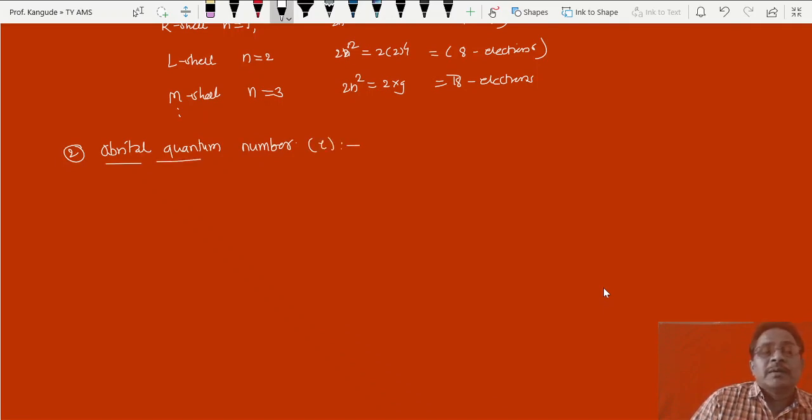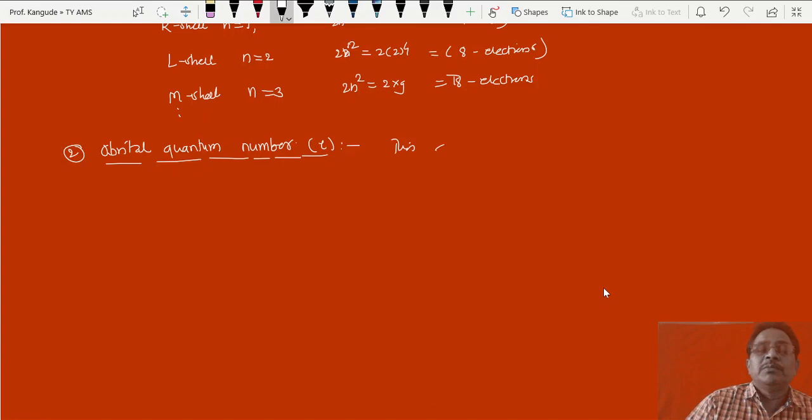Remember, this is a number, this is not orbital angular momentum. When I call it orbital angular momentum, then it is a physical quantity, it has certain dimensions. But here the orbital quantum number is a number, it doesn't have any dimensions. Try to understand this concept again.